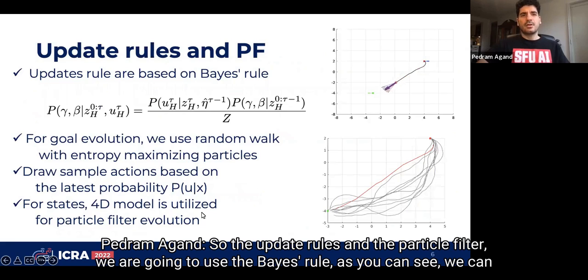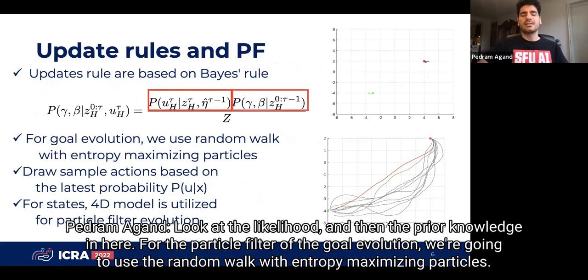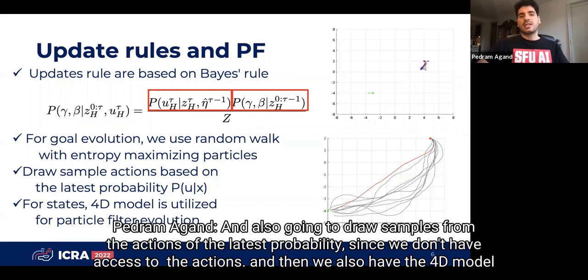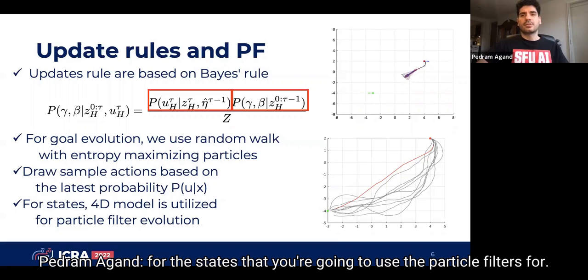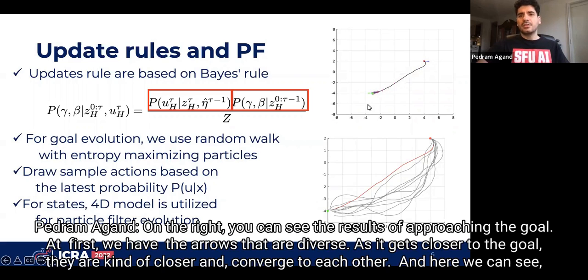For the update rules of the particle filter, we use the Bayes rule. As you can see, we can look at the likelihood and the prior knowledge here. For the particle filter of the goal evolution, we use a random walk with entropy-maximizing particles. We also draw samples from the actions with the latest probability, since we don't have access to the actions. And then we also have the 4D model for the states, for which we use particle filters. On the right, you can see the results of approaching the goal.